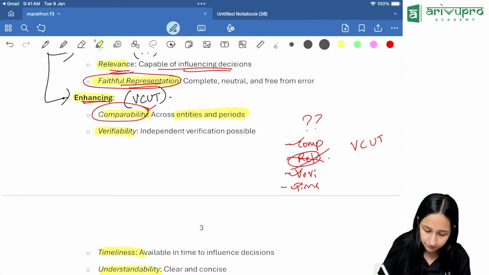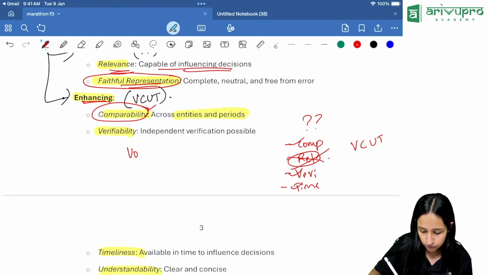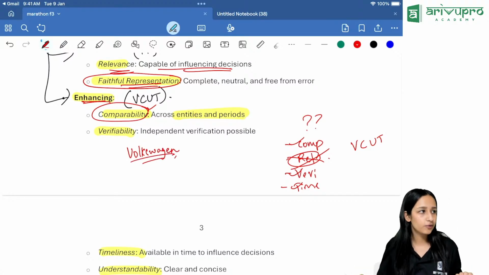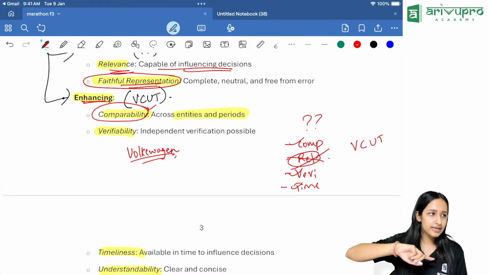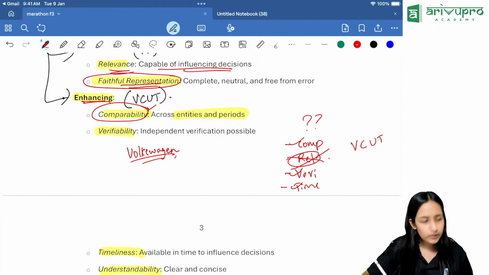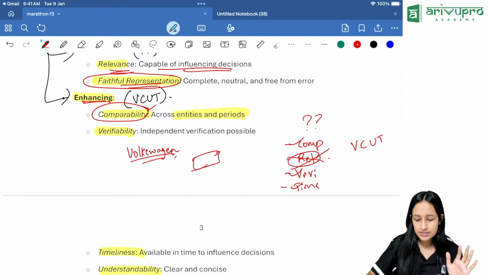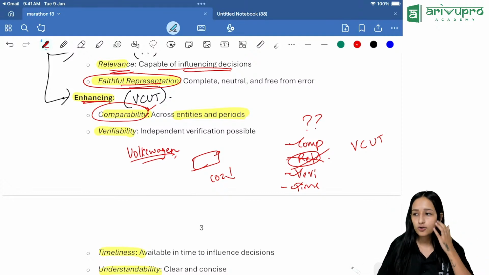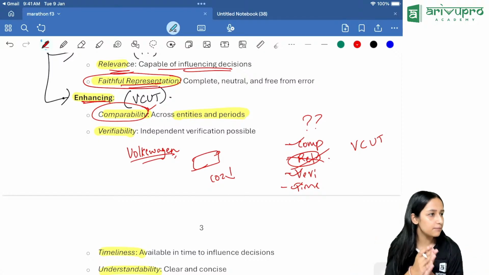Verifiability: independent verification should be possible. Now, the company will tell us we are doing this, we are doing that. For example, there was this Volkswagen. I hope you know this company. Earlier, before the sustainability standards came out, they kept telling us their cars are not polluting the environment at all because their CO2 emission is at this level. Now nobody could verify that, right? People thought, okay, CO2 looks very good, what an amazing company.